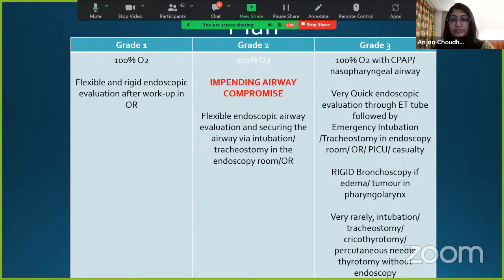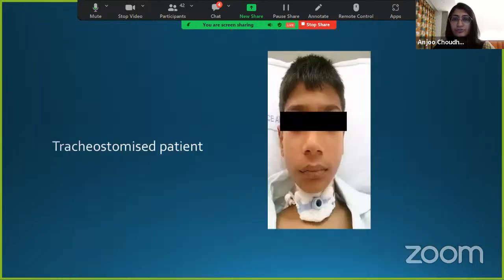Sometimes we are lucky, but the patient is unlucky, that they present with a tracheostomy tube to us. So as ENTs, we have a lot of time to evaluate the airway. The child is stable. So I'll see how we evaluate.